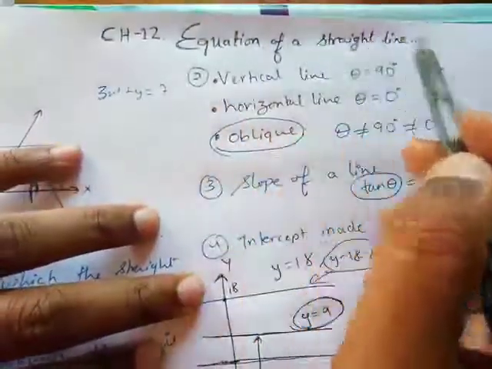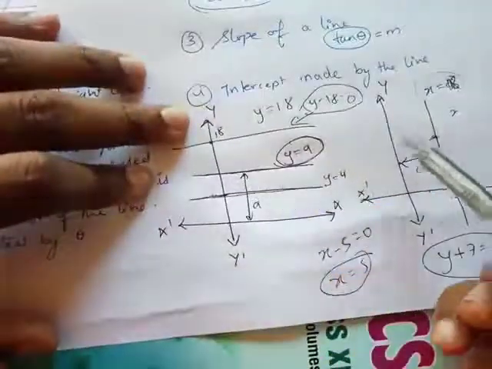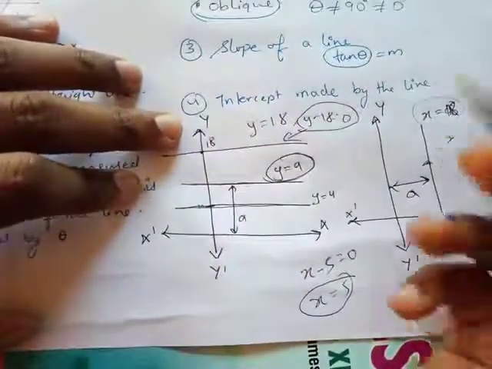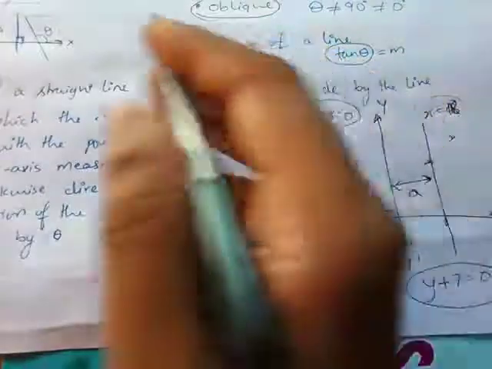So isn't it easy? The chapter that we are learning is the equation of a straight line. So for the equations of two straight lines, one that is parallel to the x-axis and the other that is parallel to the y-axis, we know how to make the equation.